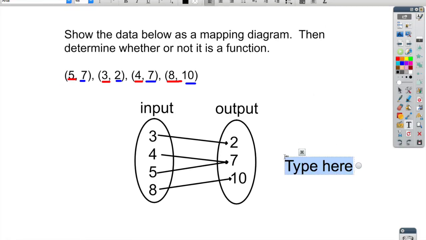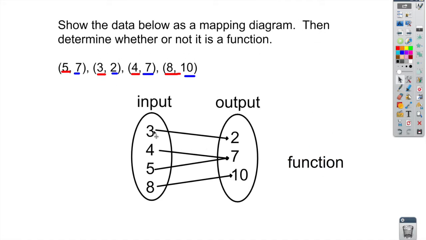This would be considered a function because again, I can clearly see on a mapping diagram that every input only spits out one output. Every one of these input values only has one arrow coming out of it. Now I've got one output that has two arrows going into it, but that's okay.